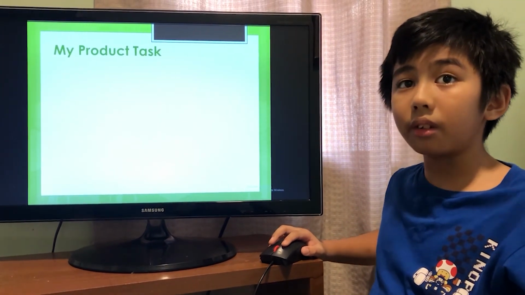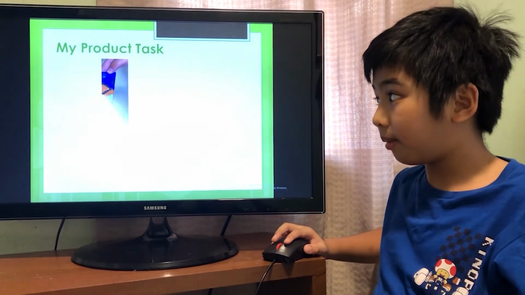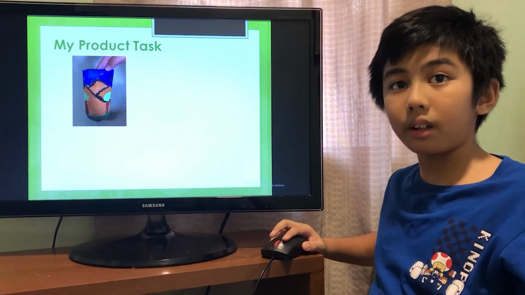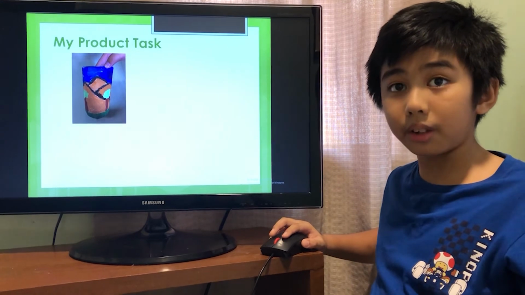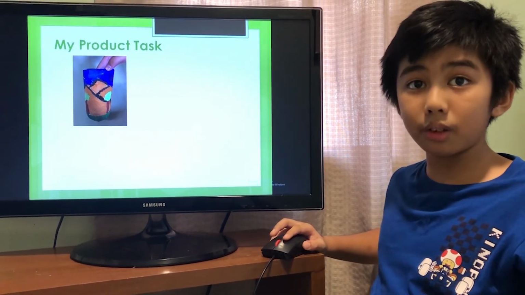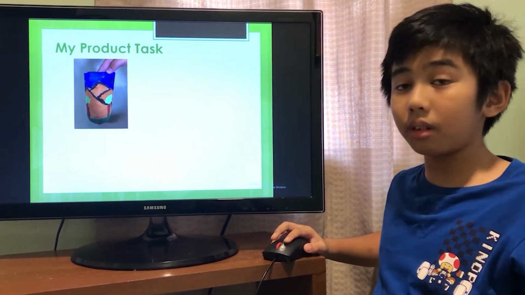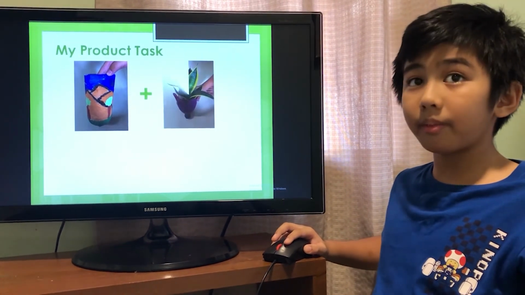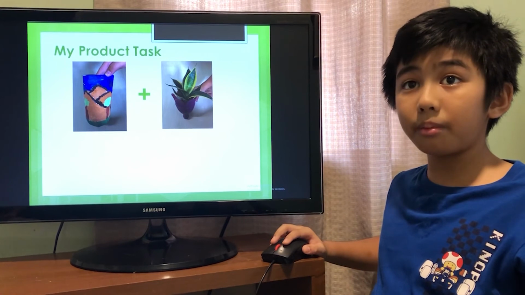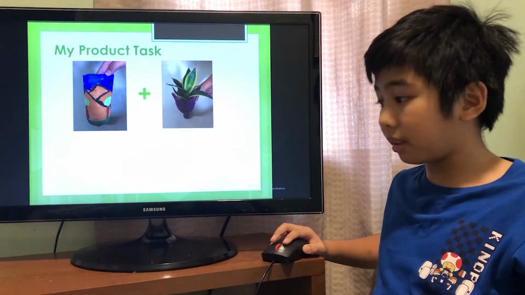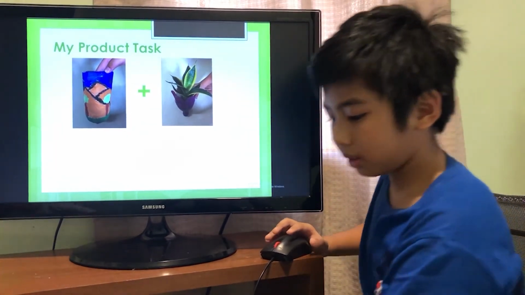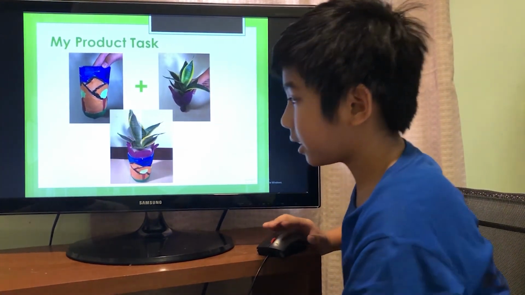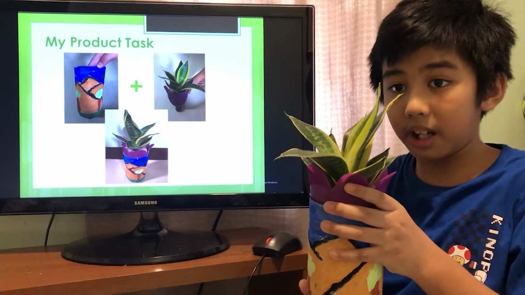Let me present to you my product task. What I did here was I got an empty plastic bottle, covered it with newspaper, then painted it to look like this. In the other half of an empty bottle, I put a plant in it. This is the final result of my product task.